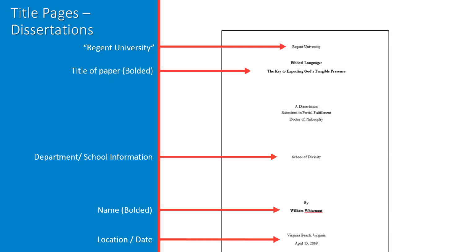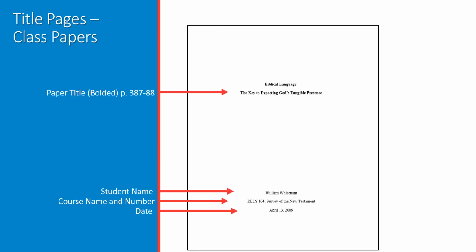This is what a standard title page for a dissertation looks like. It is included here to show you the differences between it and the title page for a class paper. The title page for a Turabian formatted dissertation may include the title of the manuscript, school information, student name, and date of defense, amongst other things. However, for all class papers submitted in Turabian format, your title page should look like this.